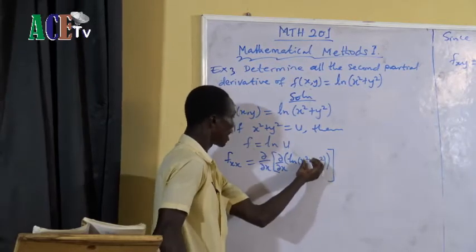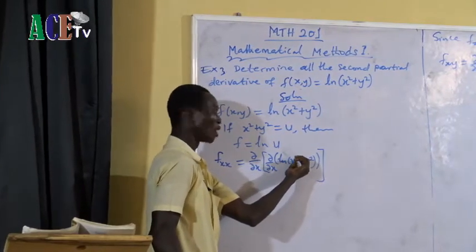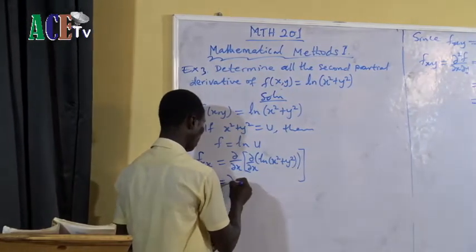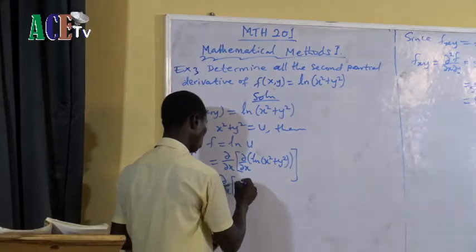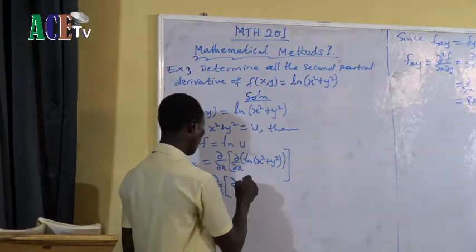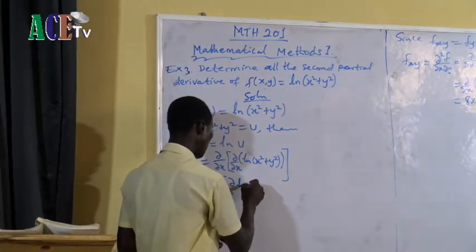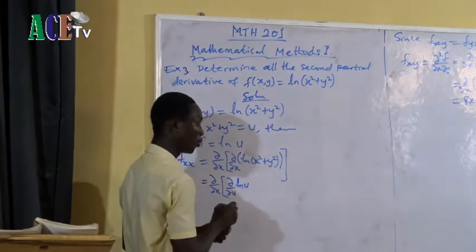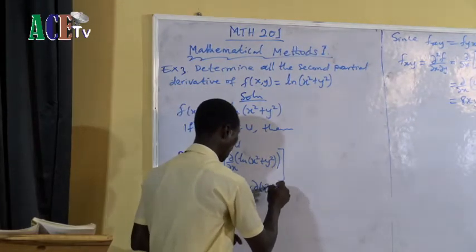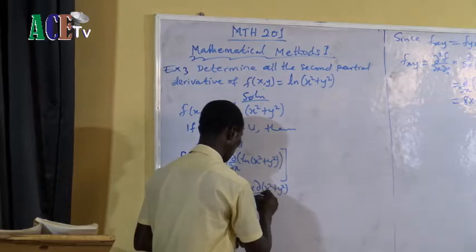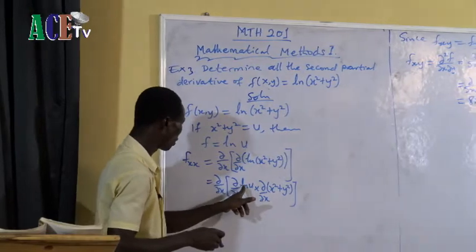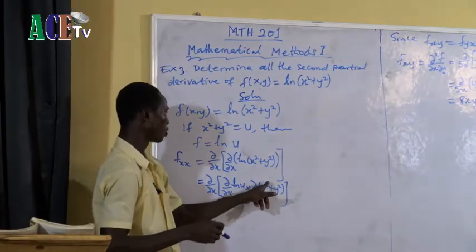But this one itself is a problem. If I want to differentiate this one with respect to u now, with respect to x, this one will be d/dx of ln u, du, multiplied by d/dx of x squared plus y squared, because I'm differentiating with respect to x. The f'(u) times u'(x).